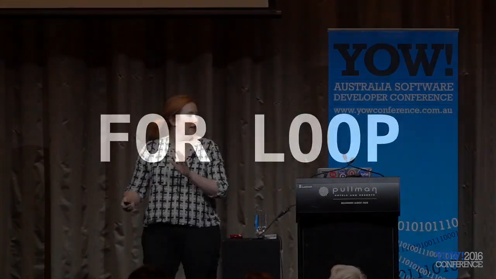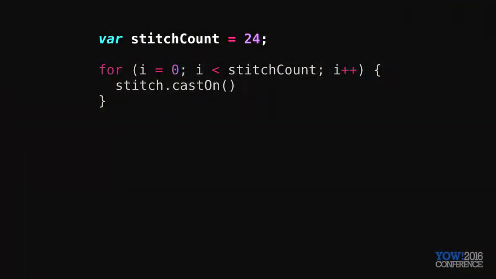So in my mind, I turned cast on 24 stitches into a sort of knitting-flavored JavaScript. And it's not ES6, so don't even go there, but it might look like this. Okay? So in this example, I would have a variable for my stitch count, and then I just loop through that for loop until I reach the right number of casted on stitches.